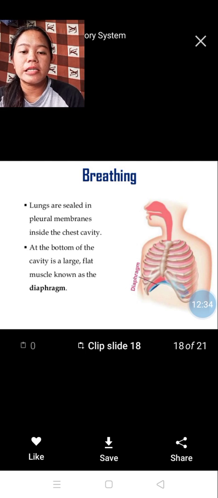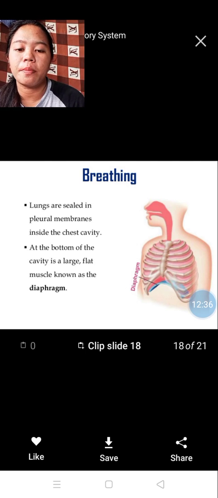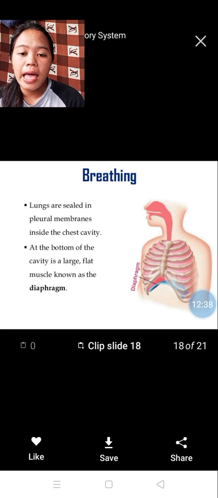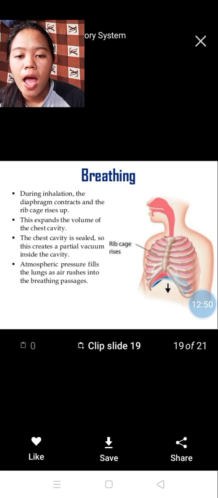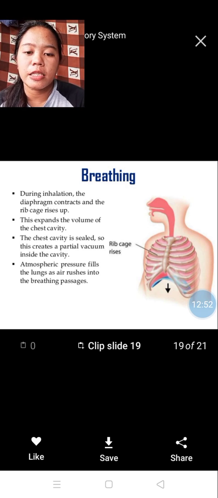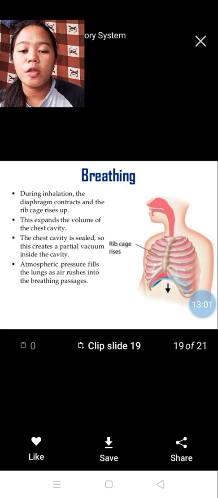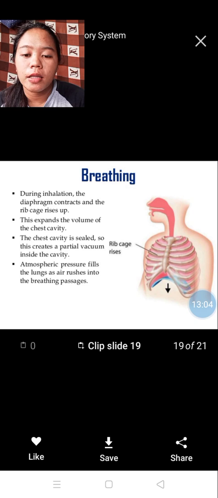Breathing. The lungs are sealed in pleural membranes inside the chest cavity, and at the bottom of the cavity is a large flat muscle known as the diaphragm. During inhalation, the diaphragm contracts and the rib cage rises up. This expands the volume of the chest cavity. Since the chest cavity is sealed, this creates a partial vacuum inside the cavity, and atmospheric pressure fills the lungs as air rushes into the air passages.